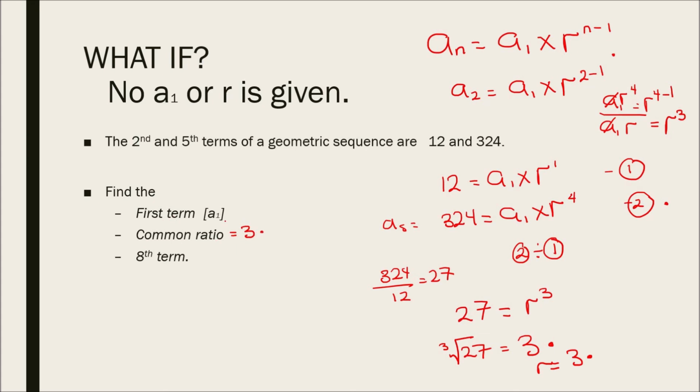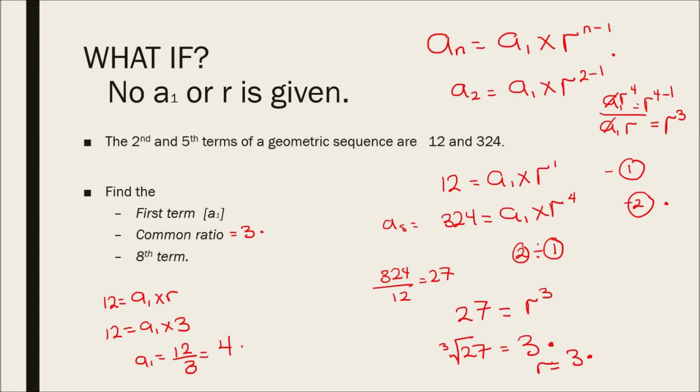So we're able to find our r, 3. How about our first term? Simply slot in these values. Remember, a2, which is 12, equals a1 times r. 12 equals a1 times 3. a1 equals 12 divided by 3, and our a1 is 4. Cool. So we have our a1 as 4, r as 3.